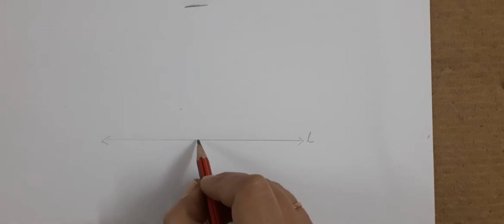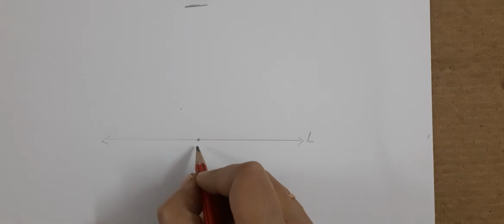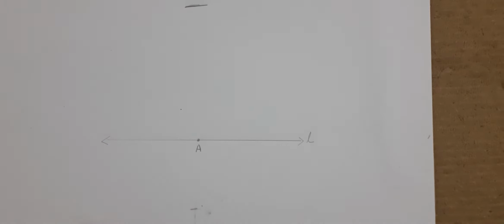Now next, we have to draw a perpendicular to L at any point on L. So we have to choose any one point here. Let this point be A. Now on this point A, we have to draw the perpendicular. Now how can we construct a perpendicular line?